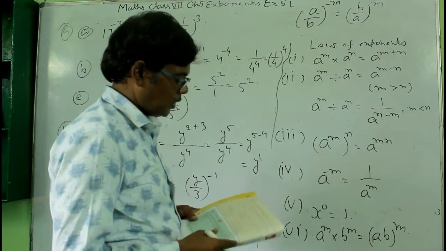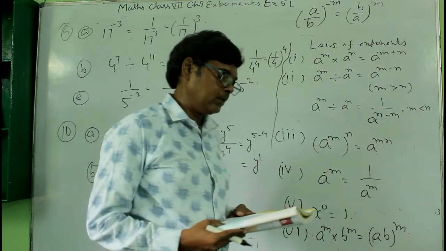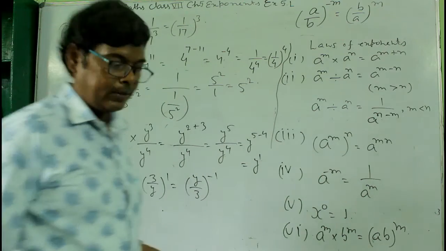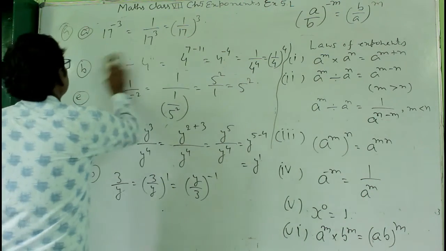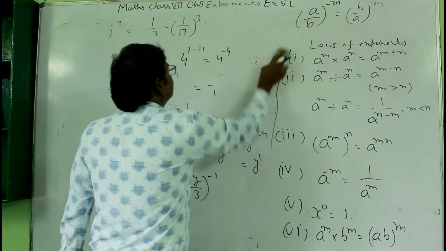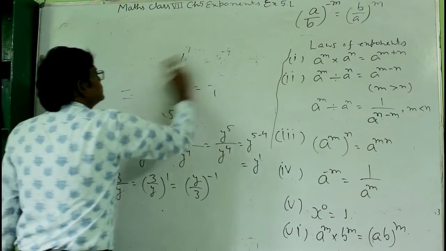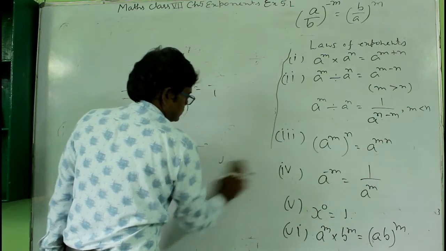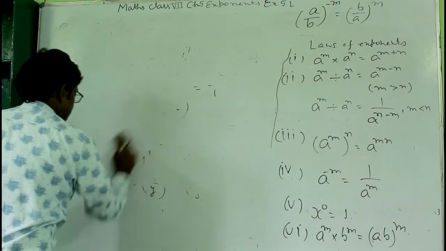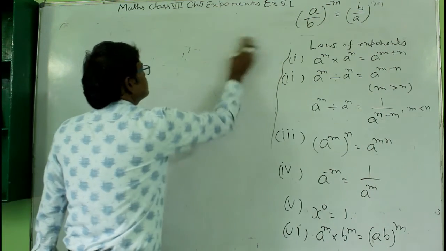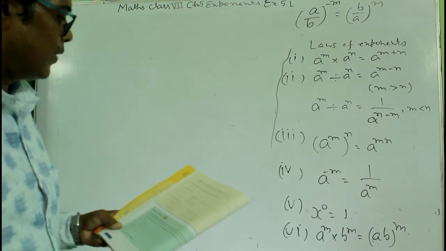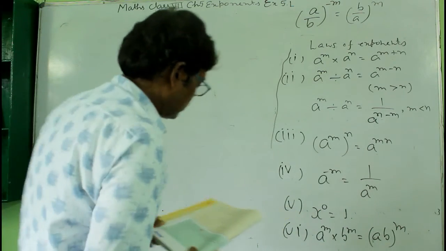Okay, so simply now you can solve the other questions yourself. Like 2 by 3, it will be 3 by 2 to the power minus 1, and so on. Now the question number 11 and 12. Question number 12: find the values of. Okay, we have to find the value of this.